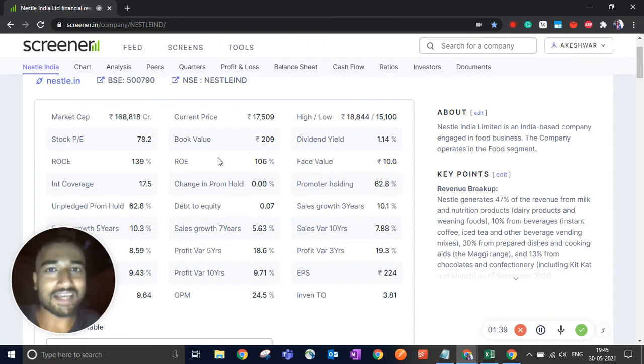So your initial capital becomes 2 lakh rupees. And out of this 2 lakh rupees, your equity, right? Your equity is 1 lakh, your debt is 1 lakh rupees.